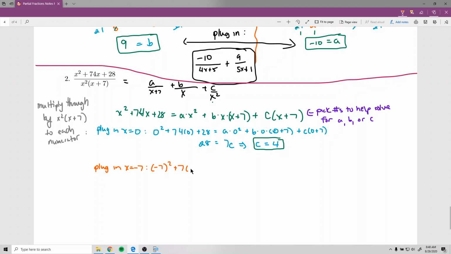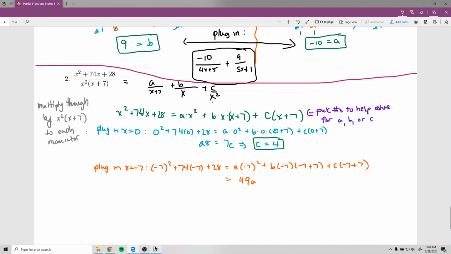All right, so we've got -7 squared plus 74 times -7 plus 28 equals, like I mentioned, all this is going to go away besides the A part because it doesn't have an x plus 7. But might as well just write it out. You can see this is 0 here, this is 0 here, so these are going to go away. -7 squared is 49.